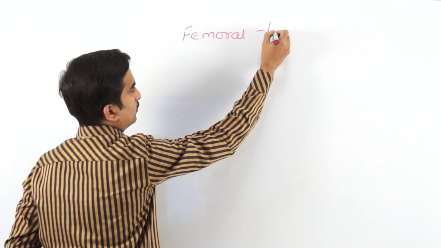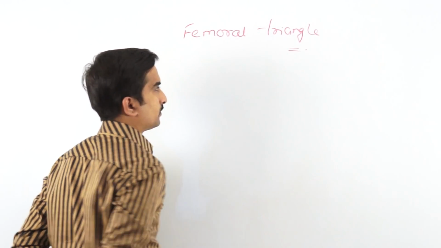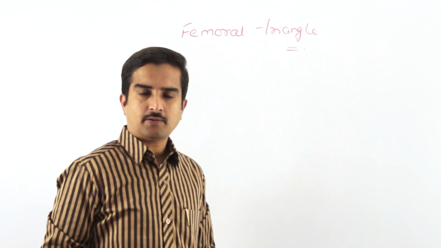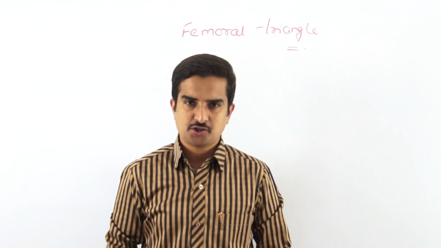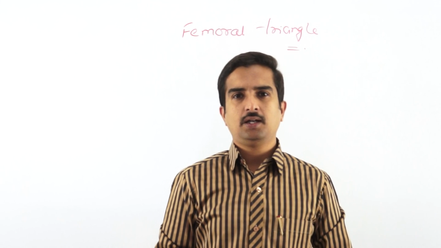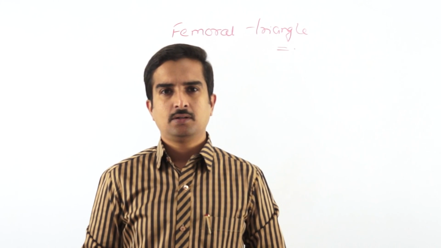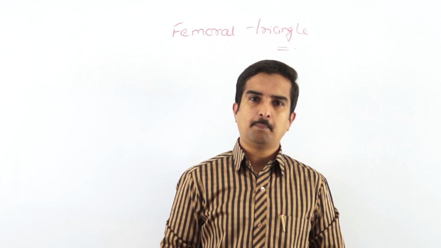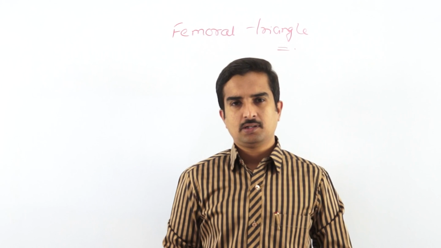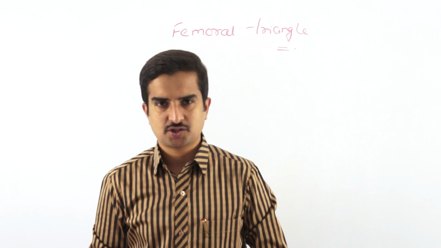Femoral triangle. The femoral triangle is a triangular depression on the front of the thigh, located in its upper one-third, immediately below the inguinal ligament.